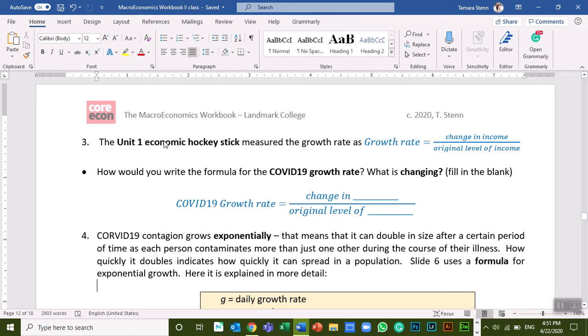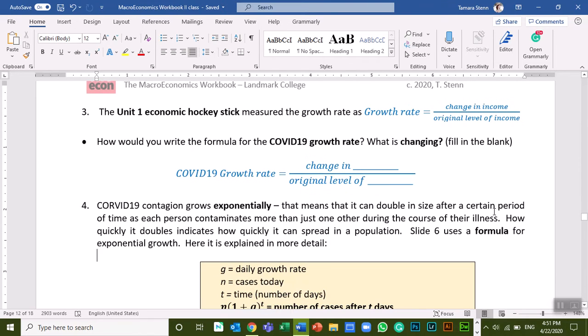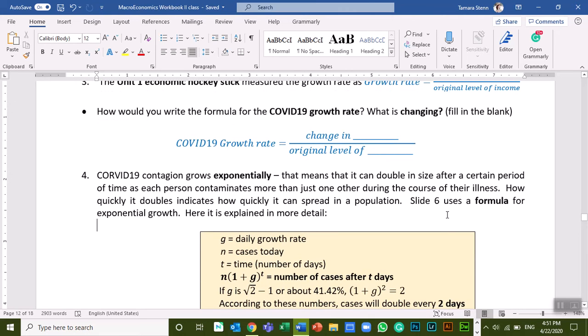The hint is to go back and look at Unit 1 and think about what we were measuring there and what we are measuring here. That's going to be the answer, that change. So what do you think it is? You are correct, COVID-19. So you would write that down.